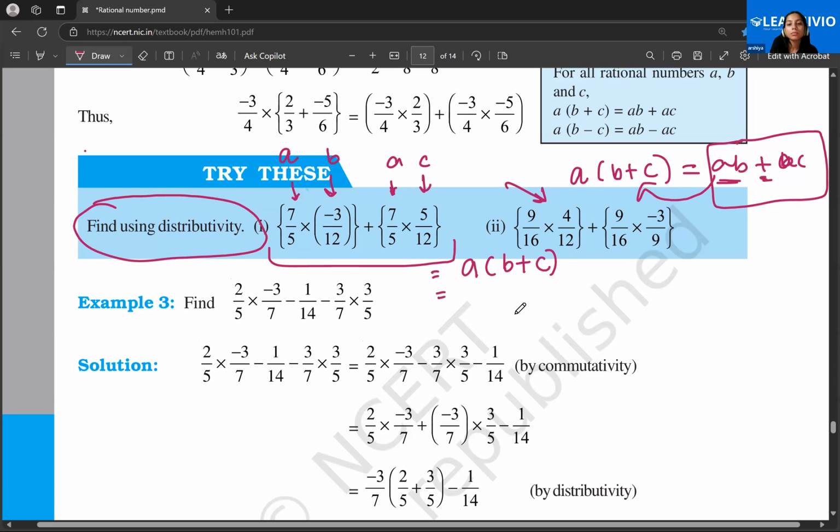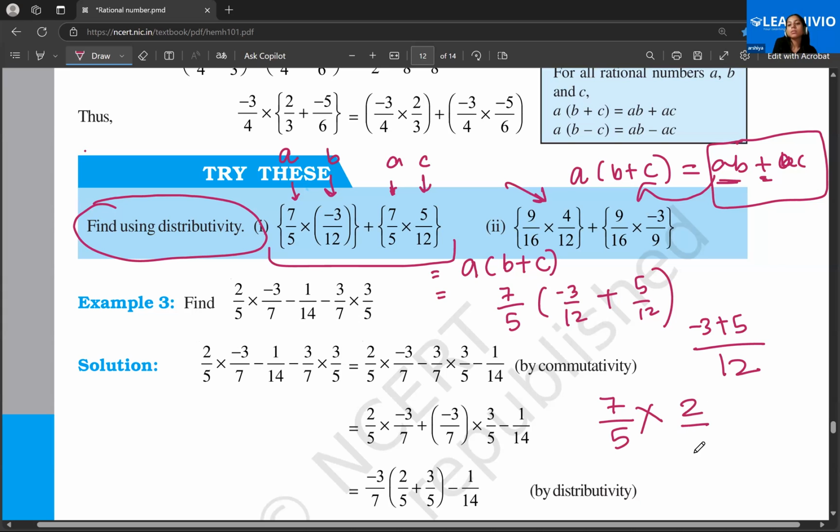7 by 5 into bracket negative 3 by 12 plus 5 by 12. So the denominator is the same, 12 and 12. So I'll just add the numerator, negative 3 plus 5. How much will I get? Plus minus is minus... so 2, 2 by 12. Will it be positive 2 or negative 2? Positive. Why? Because 5 is the bigger number.